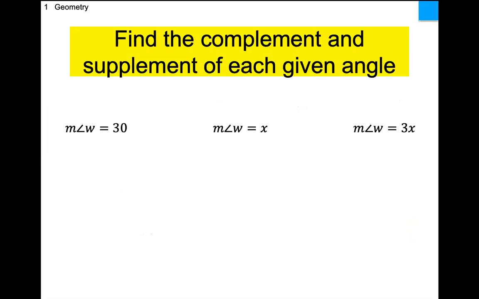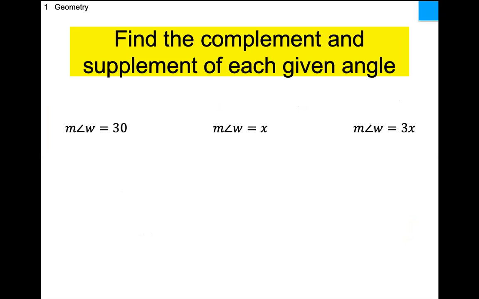Box 1, look at box number 1. They will give you 3 different angles and ask you to make the complement and the supplement. So I will bore you with this. Let's see. It says M, meaning measure. The measure of angle W is equal to 30 degrees.